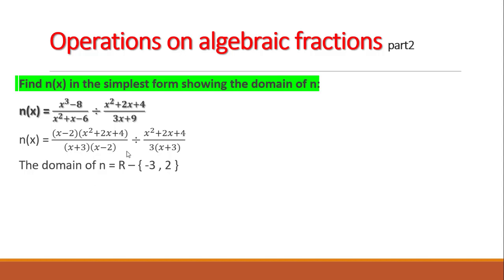Now I'll change divide into multiply, and I write n power negative 1, or the reciprocal of the second fraction here. So we have 3 multiplied by x plus 3 over x power 2 plus 2x plus 4. Let's simplify. Here x plus 3 and here x plus 3. x power 2 plus 2x plus 4, x power 2 plus 2x plus 4. Also x minus 2 and x minus 2, so it will be equal to 3.